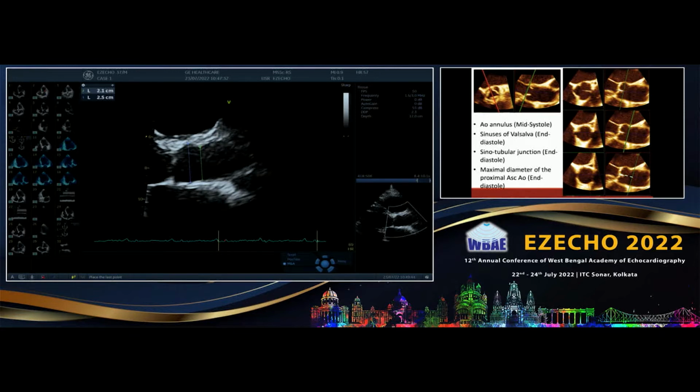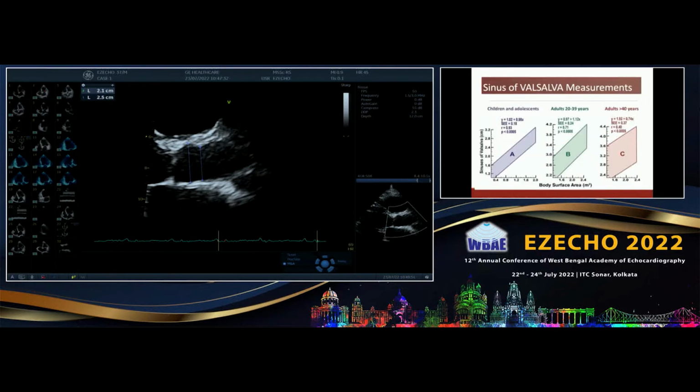I think we have to wrap up the chamber quantification now because already 45, 50 minutes have gone. So we have to go to the next. But one point we made: any LA enlargement should not be judged by just looking at the diameter. It should always be volume.